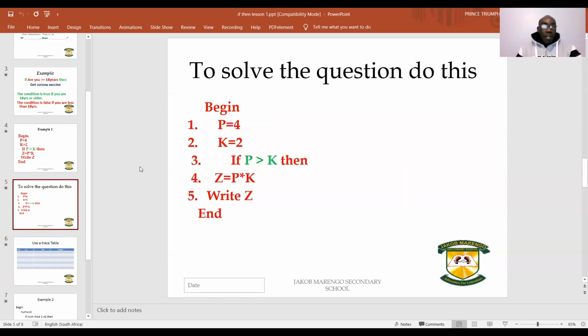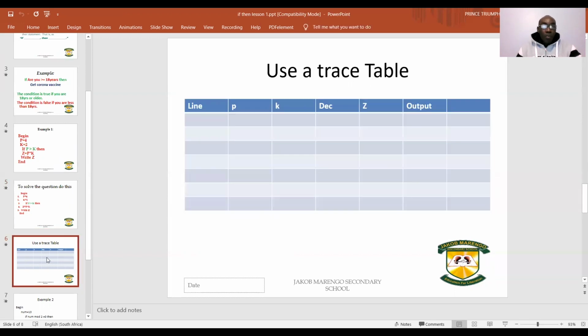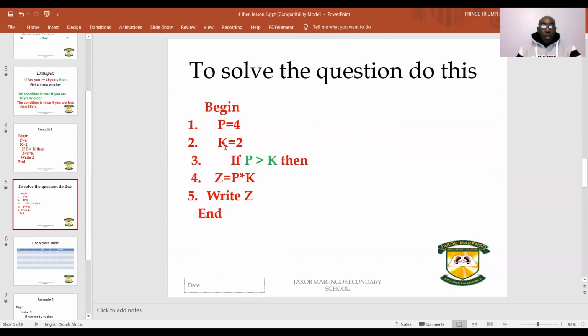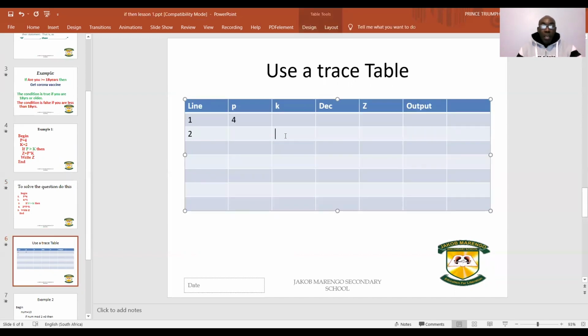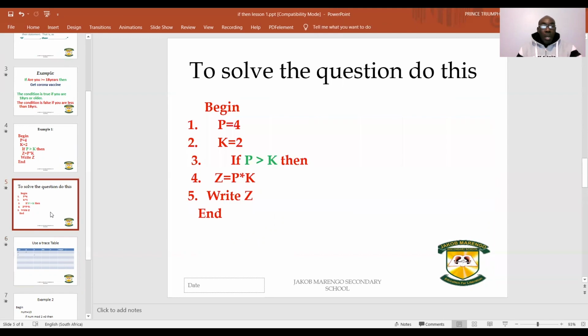If you look at my algorithm, I have line 1. In line 1, what do I have? P is equal to 4. Line 1, P is 4. What do I have in line 2? K is 2. Line 2, K is 2. What do I have in line 3?